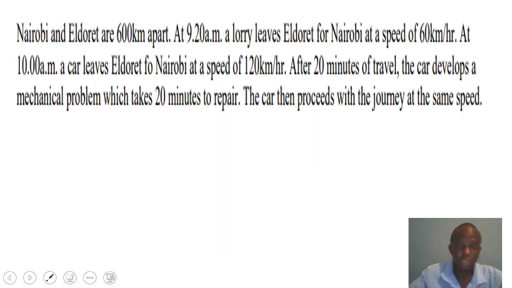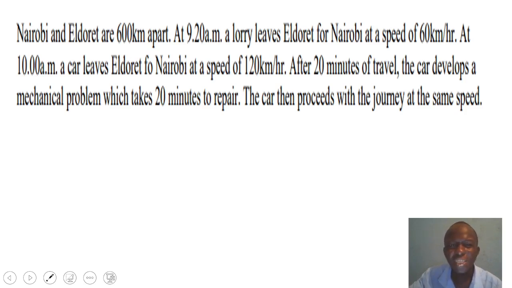On to the next, and I think this is the last question. Nairobi and Eldoret are 600 kilometers apart. At 9:20 a.m., a lorry leaves Eldoret for Nairobi at a speed of 60 kilometers per hour. At 10 a.m., a car leaves Eldoret for Nairobi at a speed of 120 kilometers per hour. After 20 minutes of travel, the car develops a mechanical problem which takes 20 minutes to repair. The car then proceeds with the journey at the same speed.